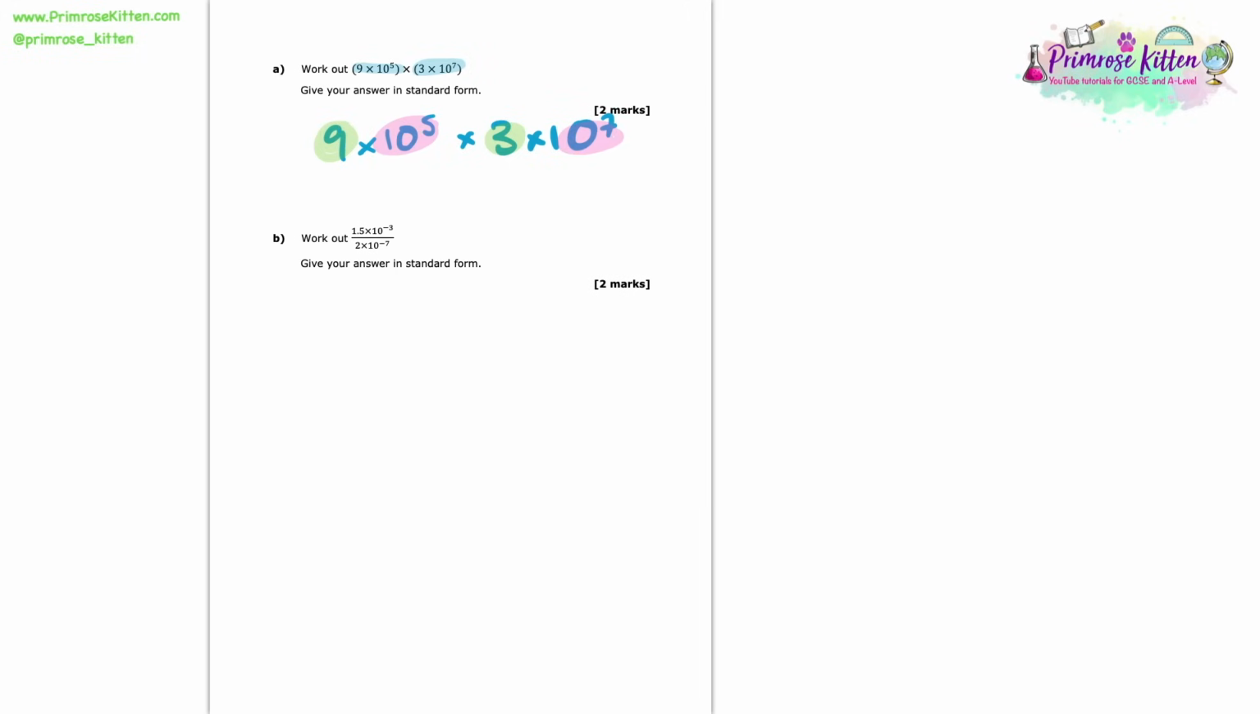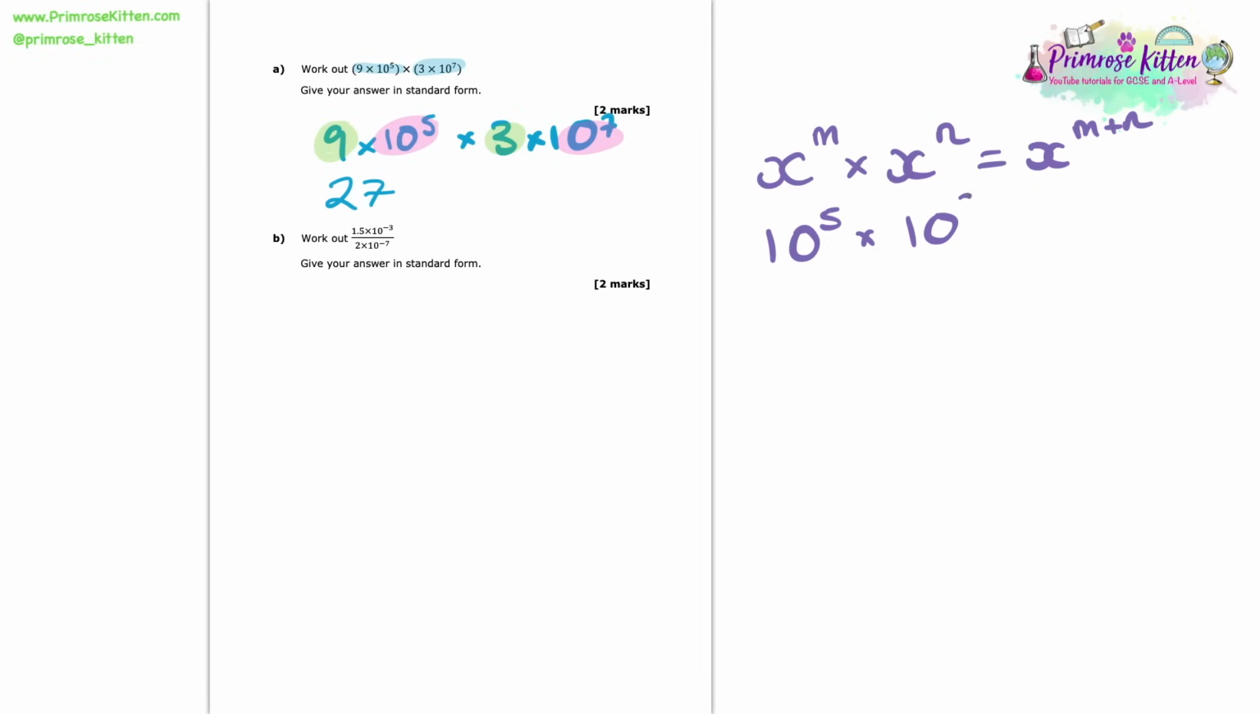So 9 times 3, nice and easy, should just be 27. So when timesing the indices though, we must remember our index rules. If we have something to the power of m, for instance, times by something to the power of n, the way that we can simplify that is just by adding those indices. So here in this case, we've got 10 to the 5 and we want to times it by 10 to the 7. It will end up being 10 to the power of 5 plus 7, which is 10 to the power of 12. So here then, we could say that we have 27 times 10 to the 12.